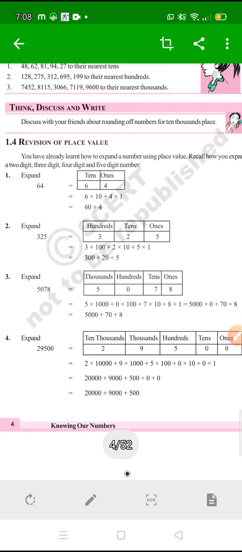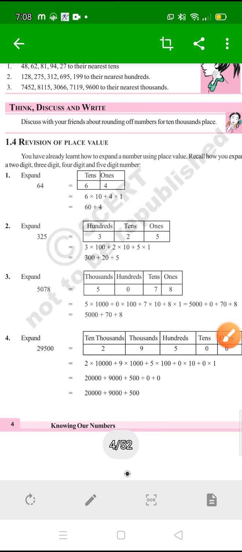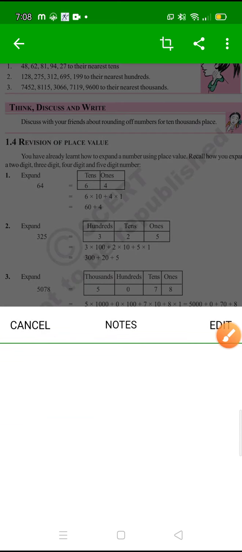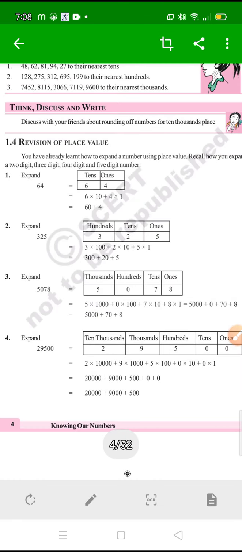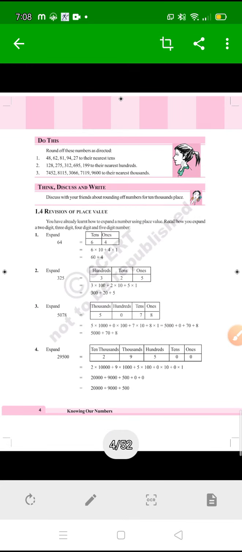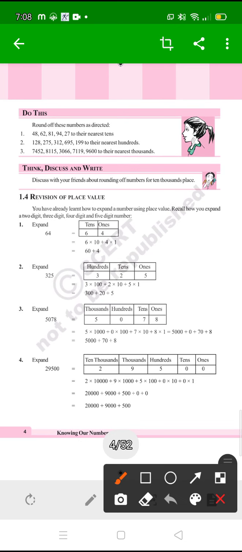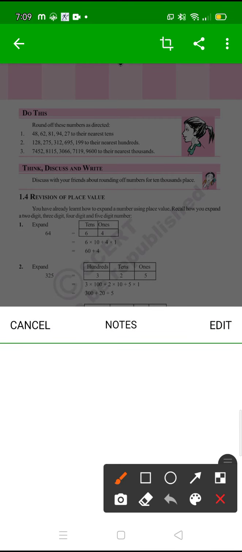Okay, next, revision of place value. How do you revise this one? You have already learned how to expand a number using place value. Recall how you expand a 2 digit, 3 digit, 4 digit and 5 digit number. See here, how do you expand this one? I think you already know that. 64, how do you expand?